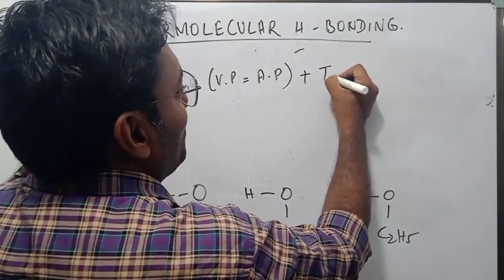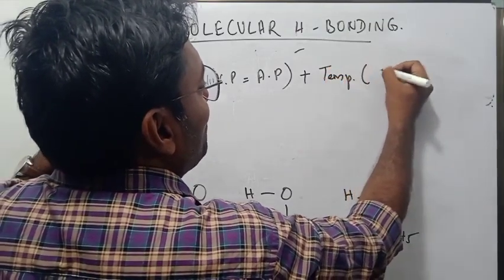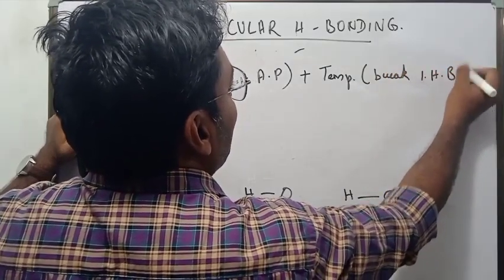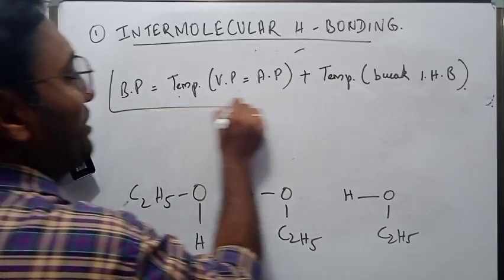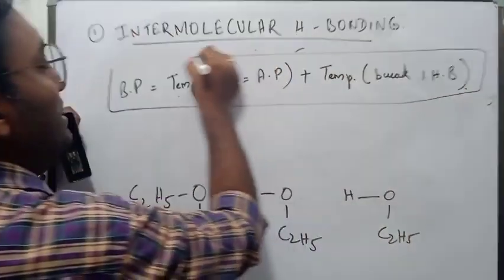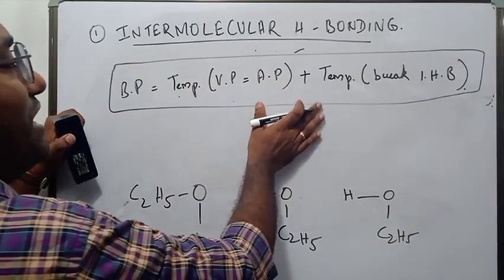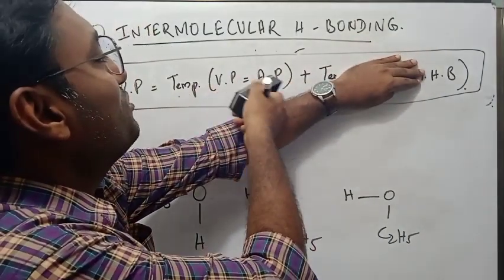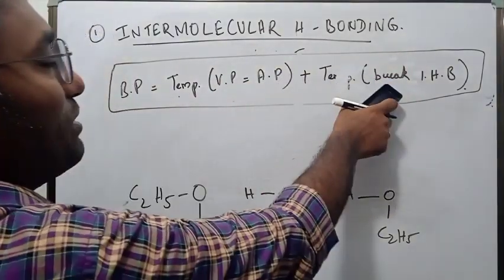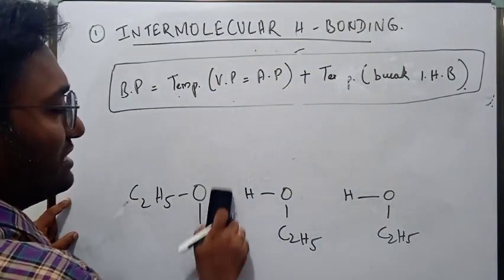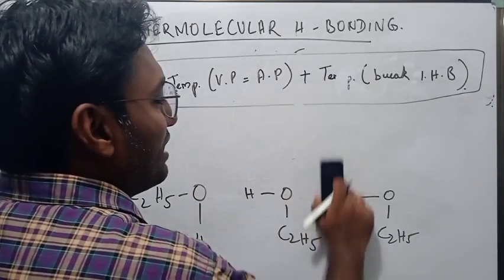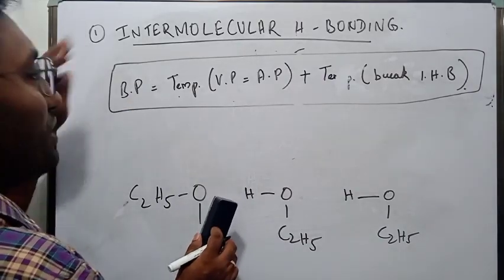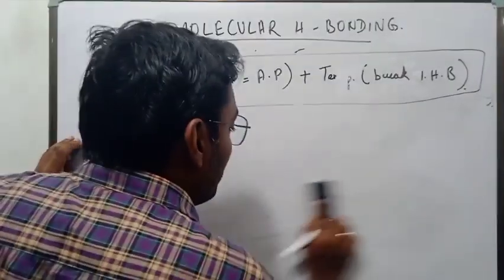So the temperature required to break intermolecular hydrogen bonding plus that is the boiling point of compounds that show hydrogen bonding, and this is the boiling point of compounds that do not show hydrogen bonding. So for compounds that show hydrogen bonding, extra energy is needed to break these intermolecular hydrogen bonds. That is why the boiling point of those compounds becomes considerably very high.